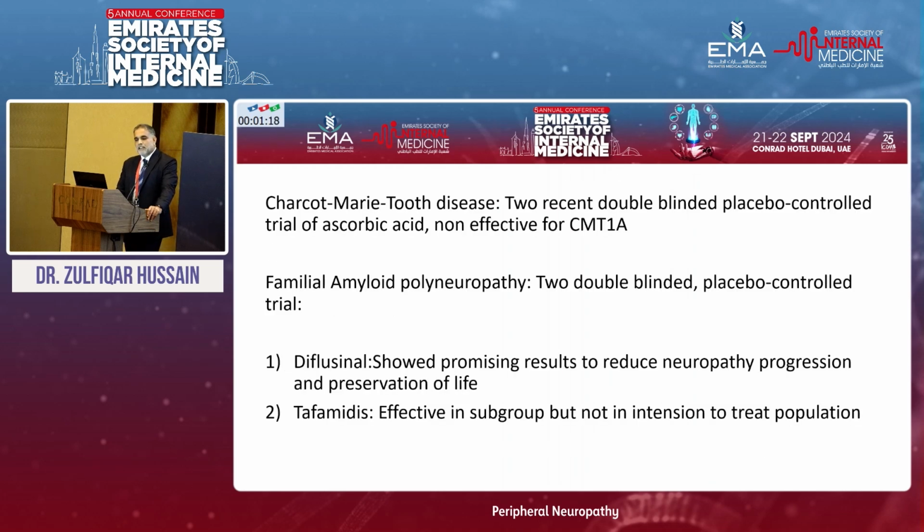There are other etiologies, as I mentioned, for neuropathy. Let's take it for CMT. There were recent trials with the vitamin C. Unfortunately, they were not effective. And familial amyloid polyneuropathy, there were trials also. Didn't show much benefit, basically.